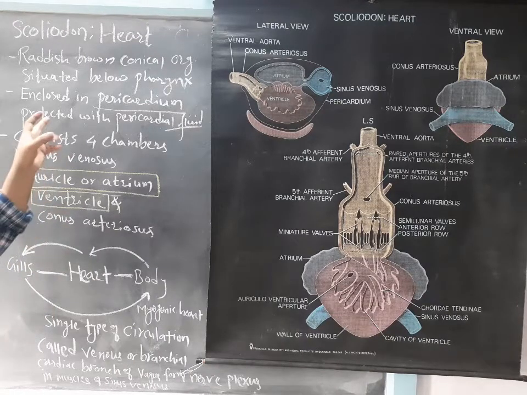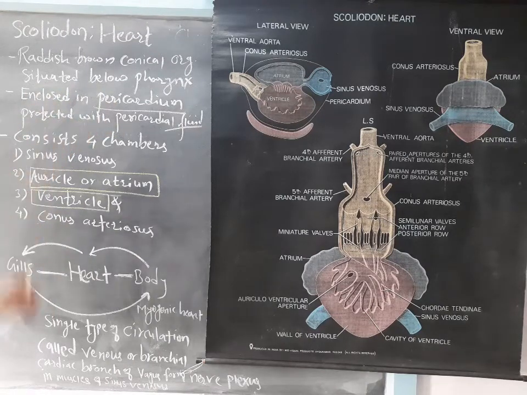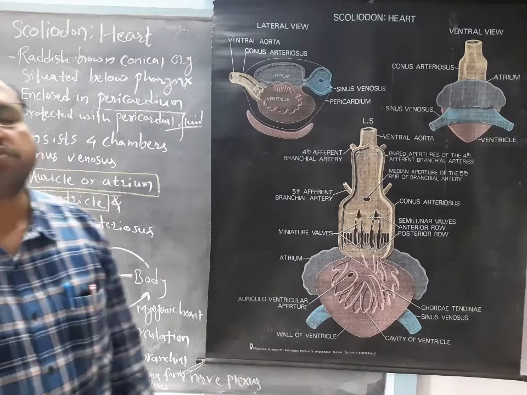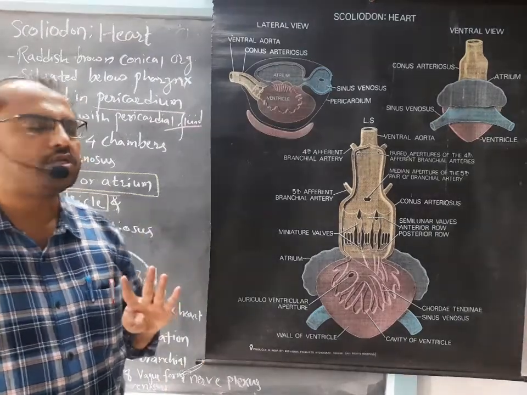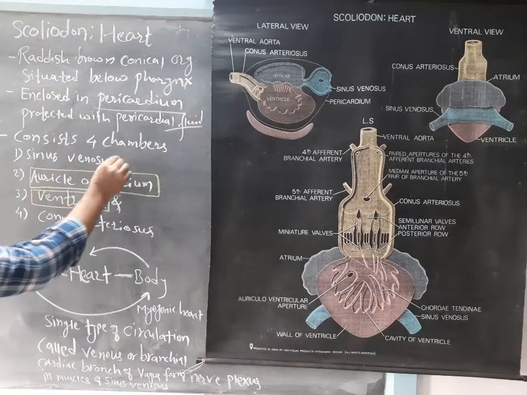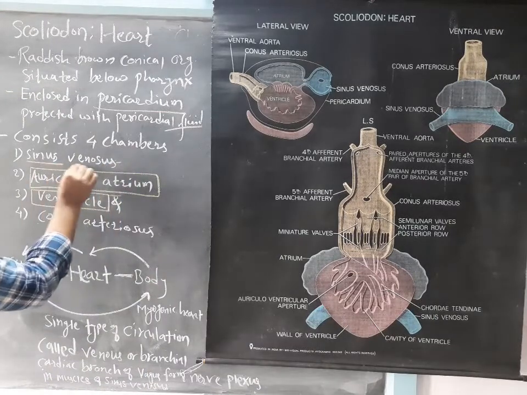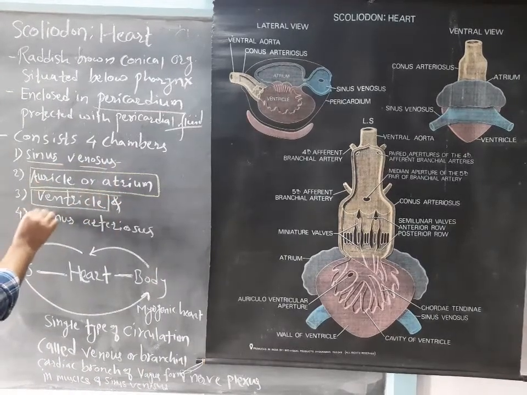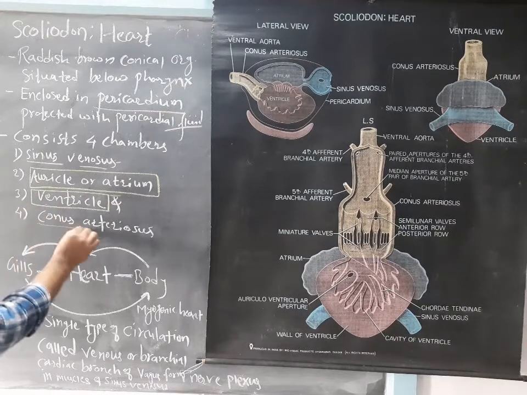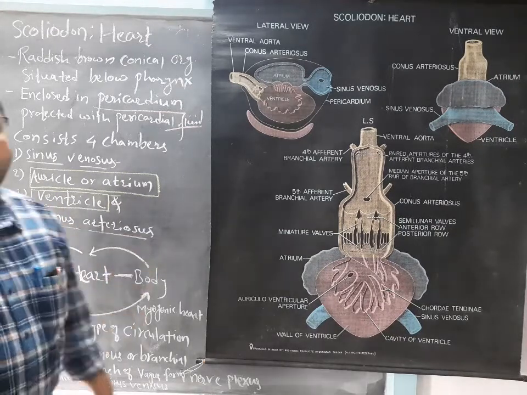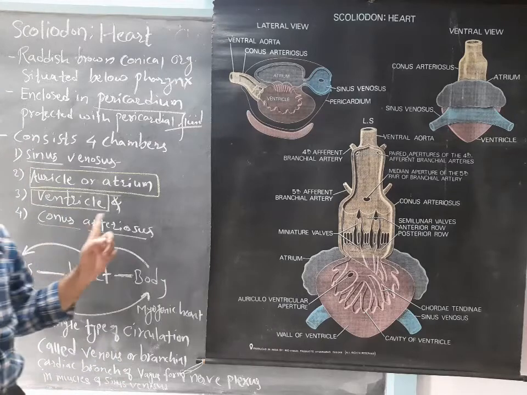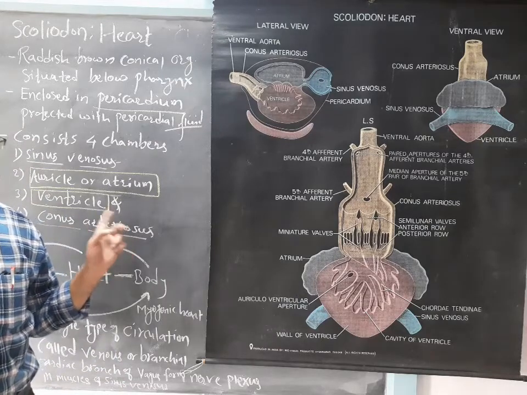So the heart of Scoliodon, enclosed in this pericardium, consists of four important chambers. First, sinus venosus, second, auricle, third, ventricle, and fourth, conus arteriosus. So these are the four chambers in the heart of Scoliodon.